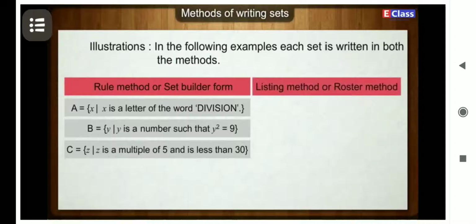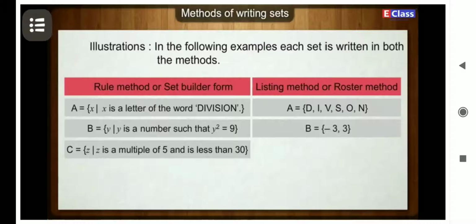Listing method or roster method. A = {D, I, V, S, O, N}. B = {-3, 3}. C = {5, 10, 15, 20, 25}.